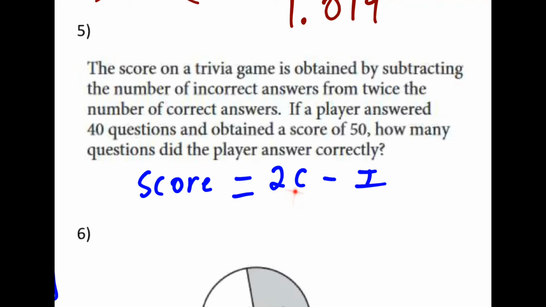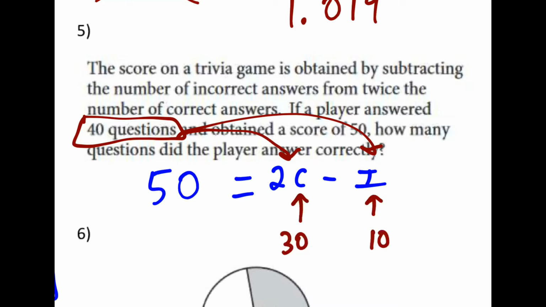To interpret number 5, our score is found by taking double the number of correct answers, 2 points each, minus the number of incorrect answers. So you're only subtracting 1 for an incorrect answer, but counting 2 every time you get it correct. We could just guess and check to get to a score of 50 out of 40 questions, deciding how many of those 40 questions would go under correct and how many under incorrect, until we got a score of 50. It turns out those numbers are 30 correct and 10 incorrect. 30 times 2 gives you 60, minus 10 is 50. If you had tried other divisions of those 40 questions, you would not have gotten 50. So your final answer is 30.